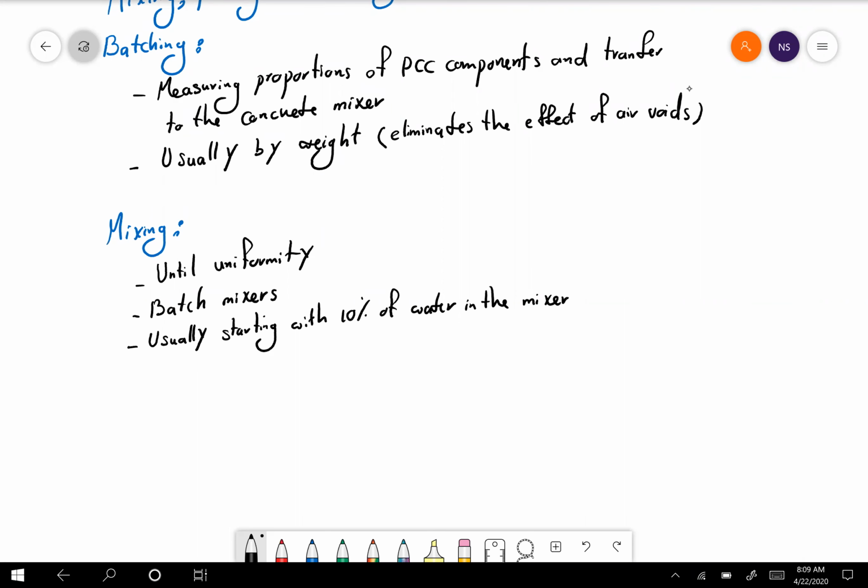Then you add the solids, followed by 80% of the water, and then you add the remaining 10%.